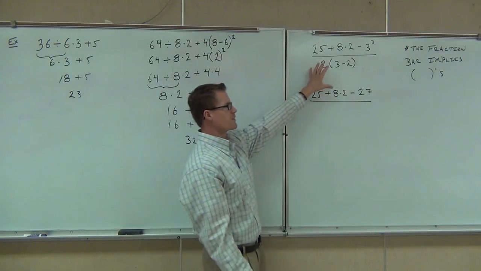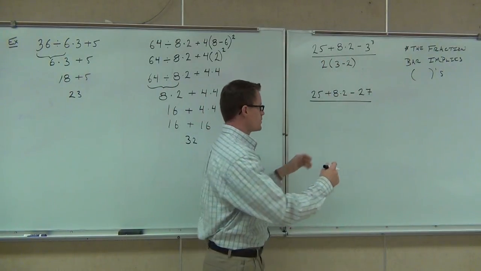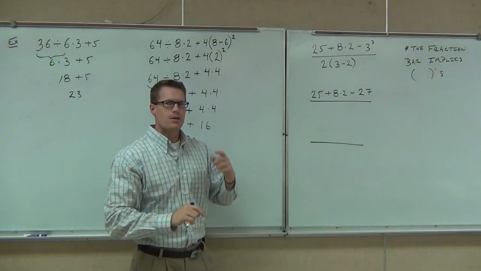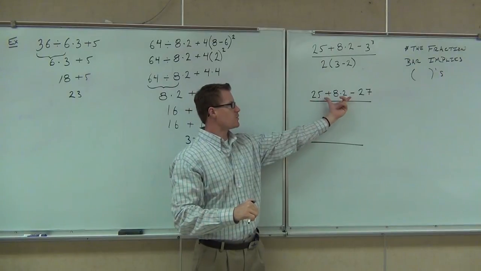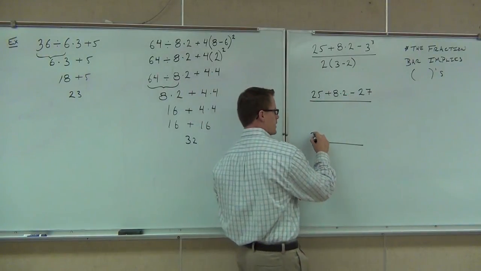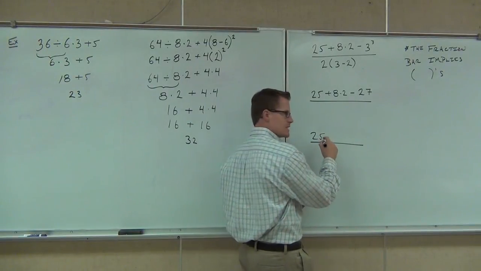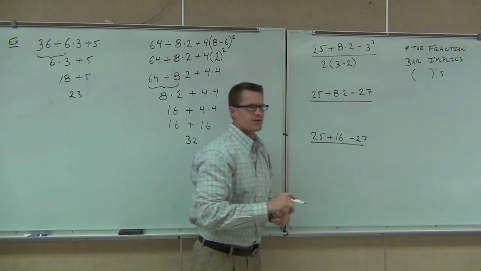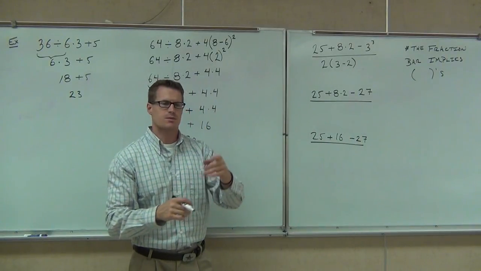And again, I'm just ignoring that bottom part of my fraction. I'll keep going. Next step. The next thing we do is try to keep going on this thing. What's the next thing we would do in this problem? Multiply. Great. So we're going to have 25. I know that that's going to be 16. Minus 27. We've got 2 more steps on the top.